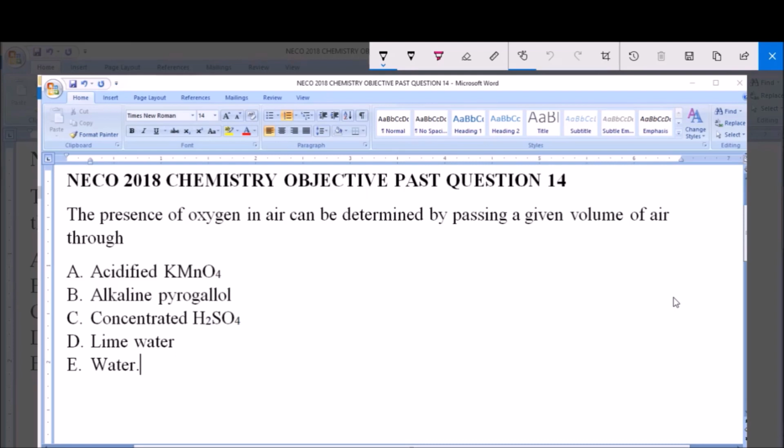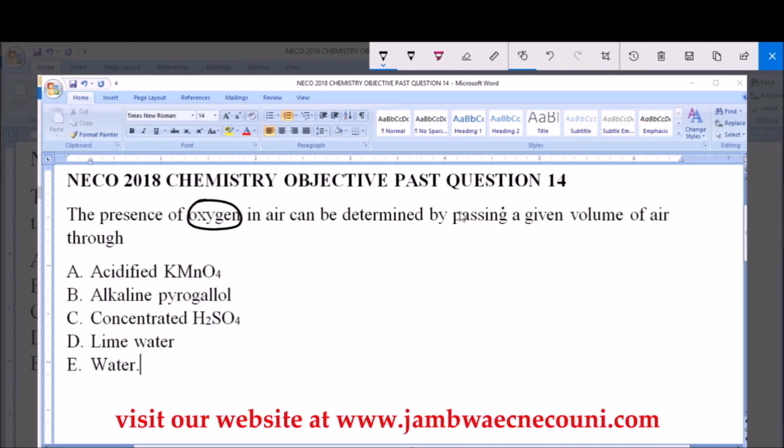The presence of oxygen in air can be determined by passing a given volume of air through A. Acidified KMnO4, B. Alkaline pyrogalol, C. Concentrated H2SO4, D. Lime water, E. Water. So this question is asked how you can detect oxygen in a given volume of air. How can you detect oxygen in air?